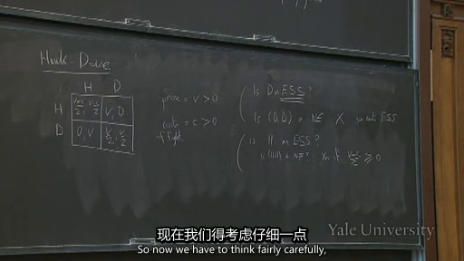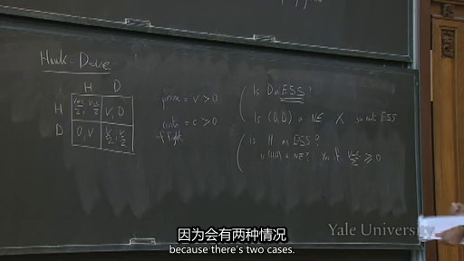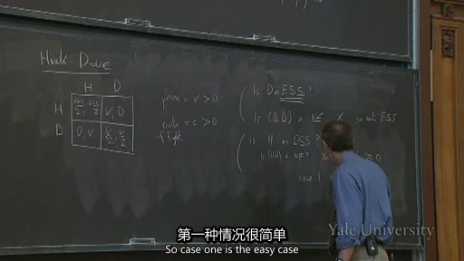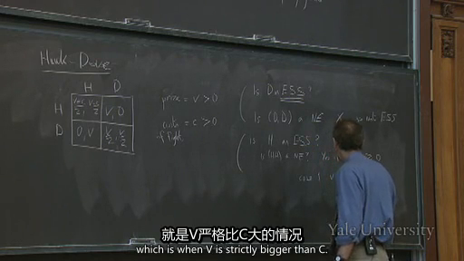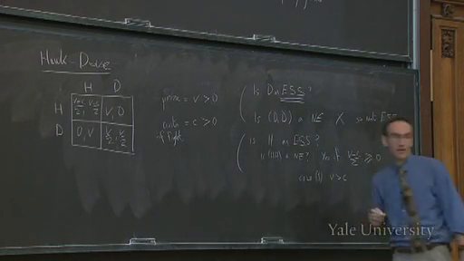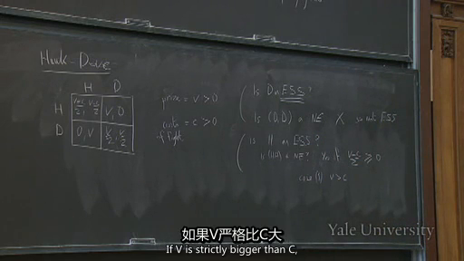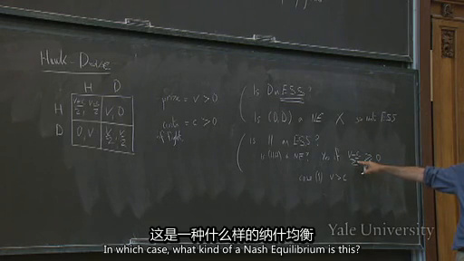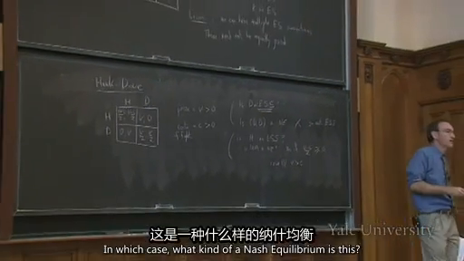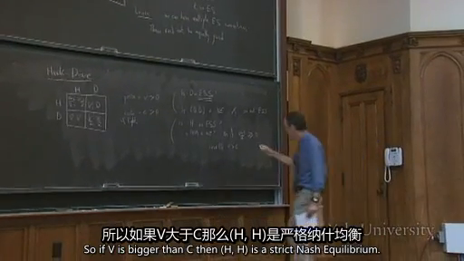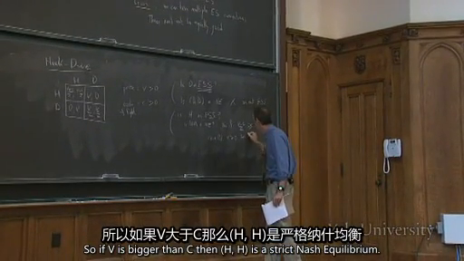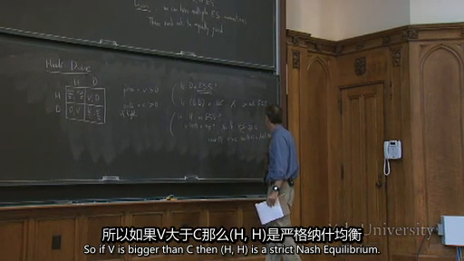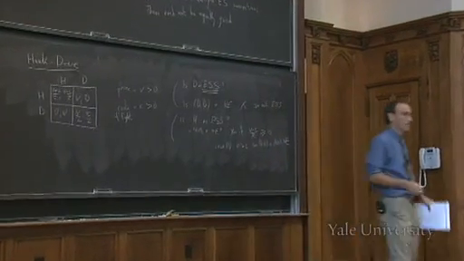All right? So now we have to think fairly carefully, because there's two cases. So case 1 is the easy case, which is when V is strictly bigger than C. If V is strictly bigger than C, then V minus C over 2 is strictly positive. Is that right? In which case, what kind of a Nash equilibrium is this? It's strict, right? So if V is bigger than C, then hawk is a strict Nash equilibrium.